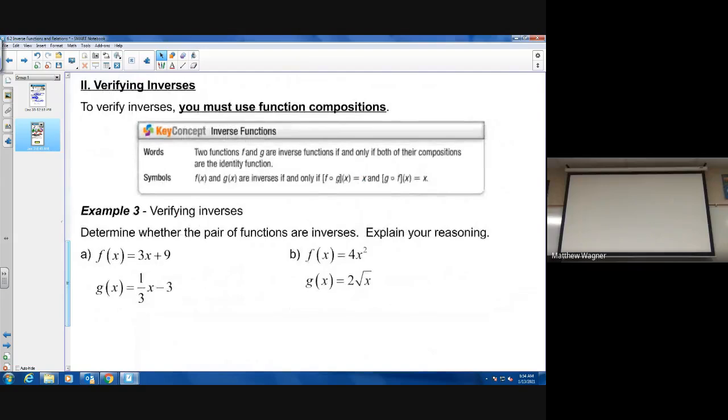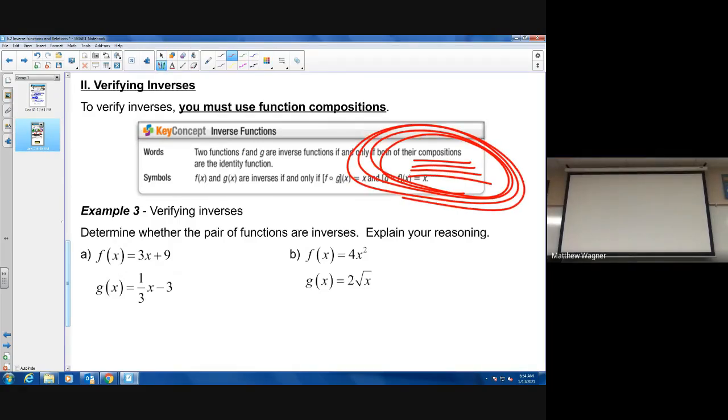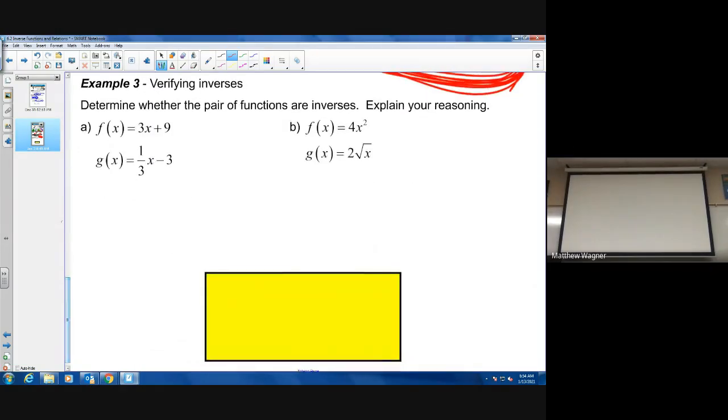All right, verifying inverses, you must use compositions. This is going to be worth multiple points on the quiz. Do not just switch x and y and go with it. In order to verify functions are inverses, you must use function compositions. So you have to do f of g of x. You have to do g of f of x.